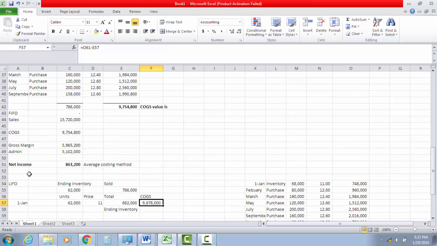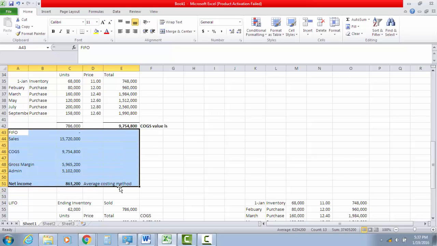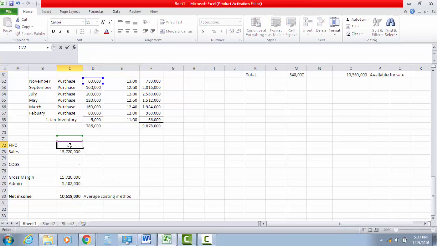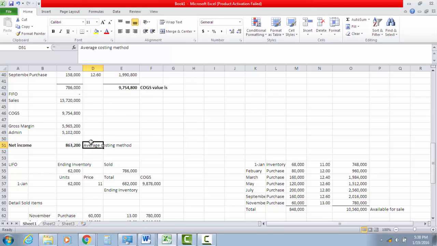So my cost of goods sold by these two methods, which now ties, would be $9,878,000 of my cost of sales. Then doing out my income statement, I'm sorry, this is a LIFO calculation. I would have sales of 15,720,000. My cost of goods sold would be the 9,878,000, and then my net income before taxes would be 740,000. Any questions on that?